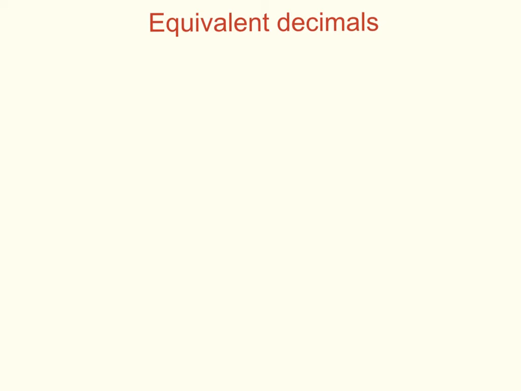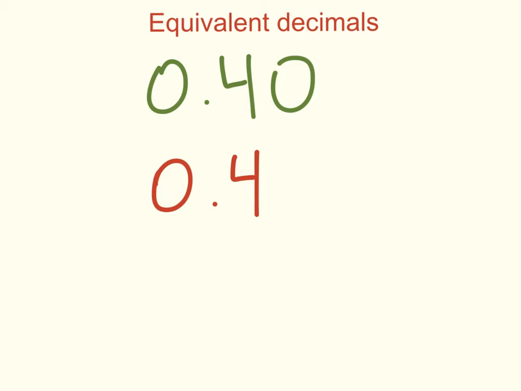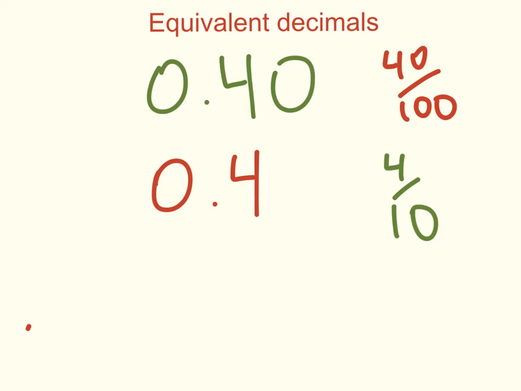Here's another example. If you have 0.40, to make an equivalent decimal, you could write 0.4, because 40/100ths is the same as 4/10. Remember, I could cross out a 0 here and a 0 here and get 4/10. So those are equivalent.